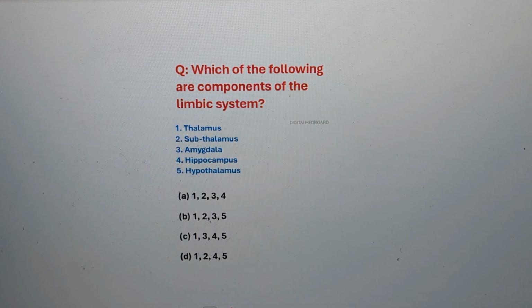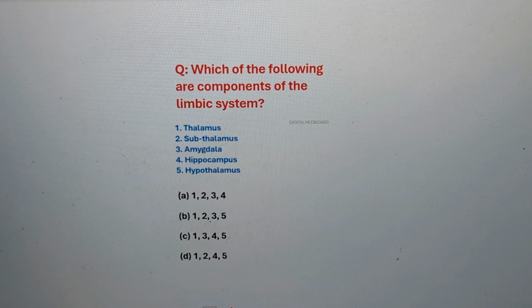At first, thalamus. Fibers from the mammillary body and fornix reach the anterior thalamus. Thus, the thalamus is a part of the limbic system, and it is correct. Next, subthalamus is a part of basal ganglia and associated with condition called hemiballismus.